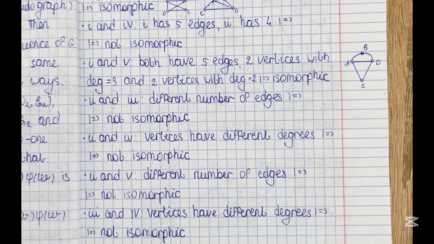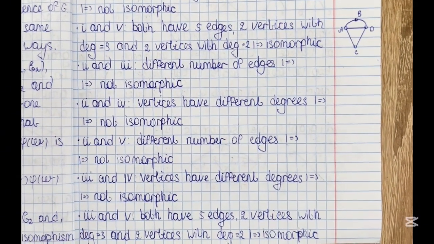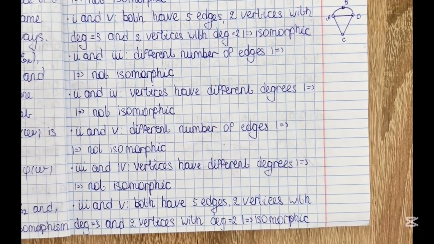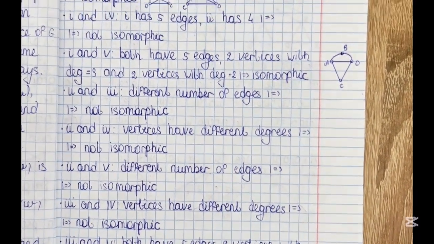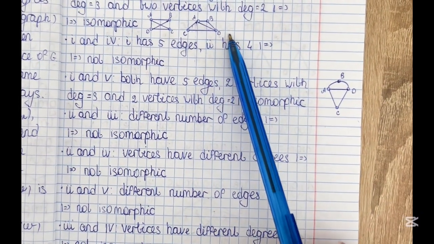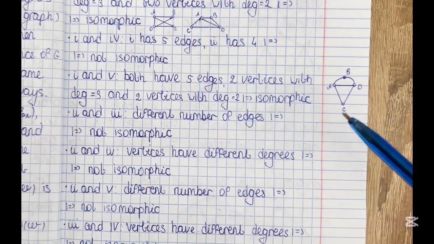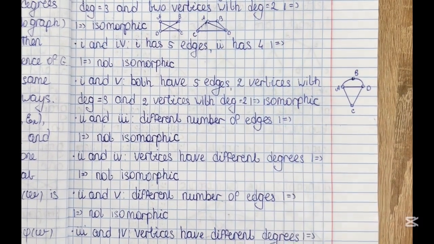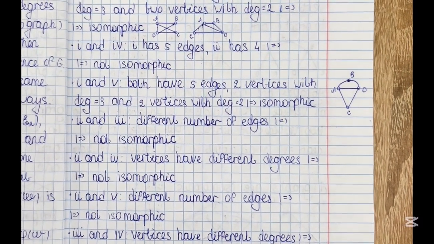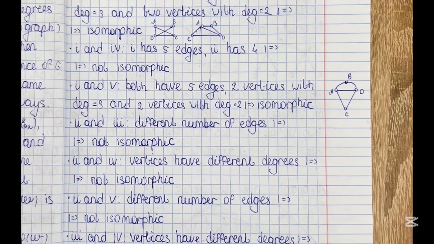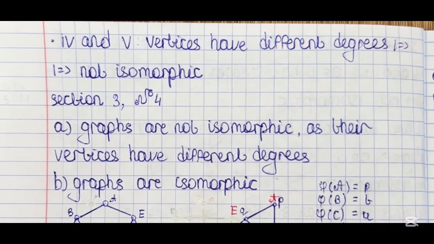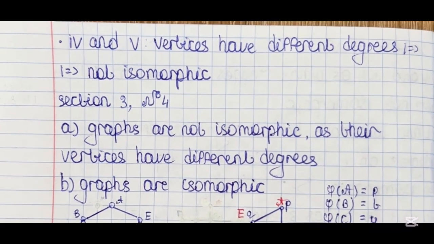And then third and fifth, they're isomorphic, as again these two conditions are satisfied. And again, if we see our third graph and the fifth one, their vertices have the same amount of edges and they're connected to the same vertices, that's why they're isomorphic. The last pair, fourth and fifth graph, they're not isomorphic, as again their vertices have different degrees.